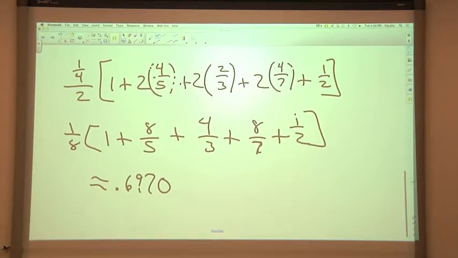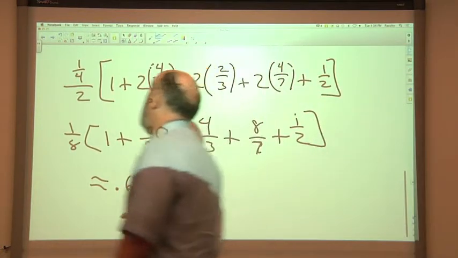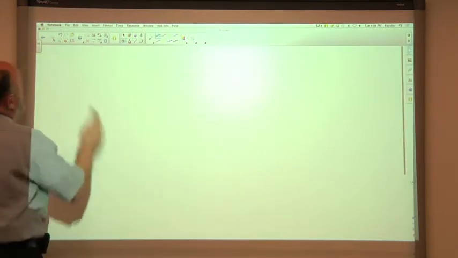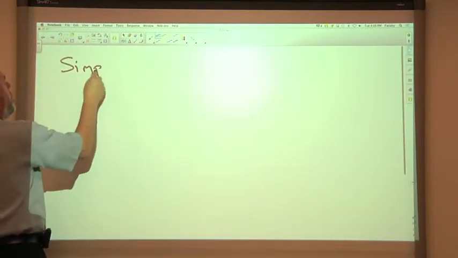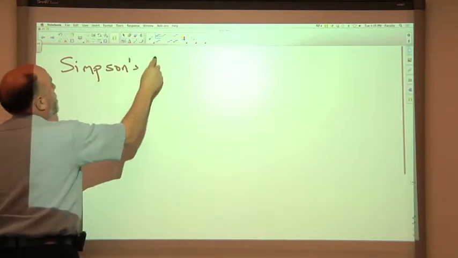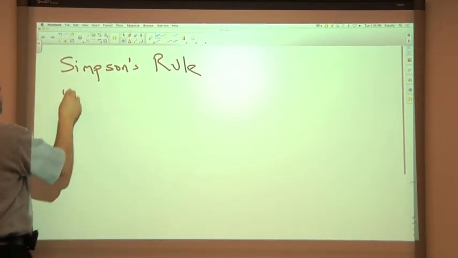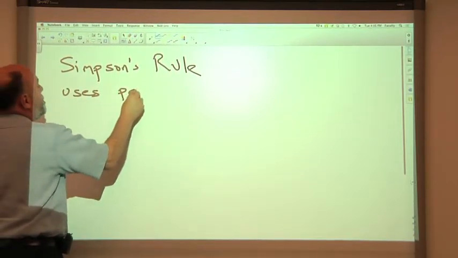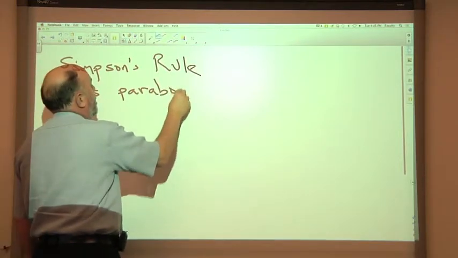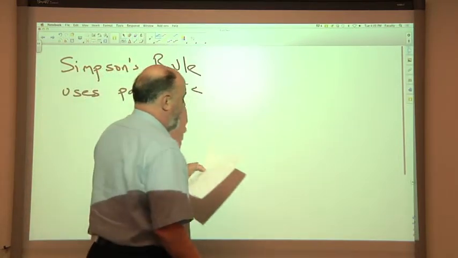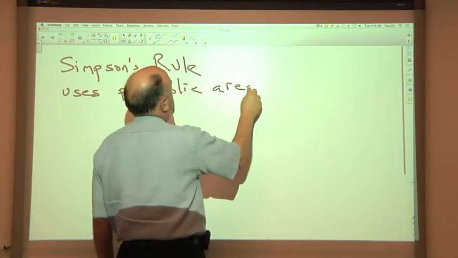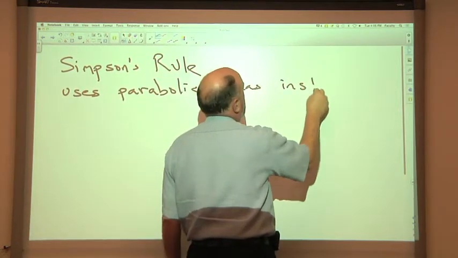So the trapezoidal rule divides the area from A to B into a bunch of trapezoids, which can be added together. The other method is called Simpson's rule, and now it uses a bunch of parabolic areas instead of trapezoids.